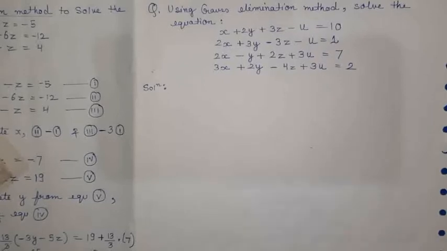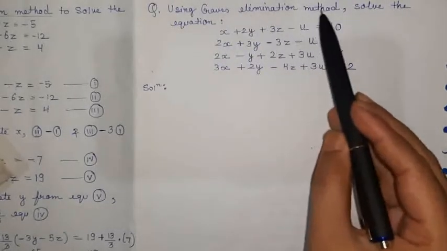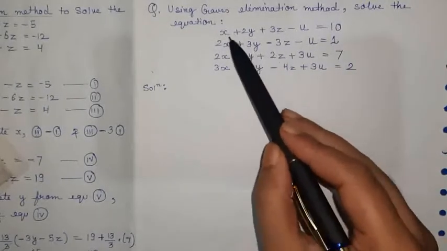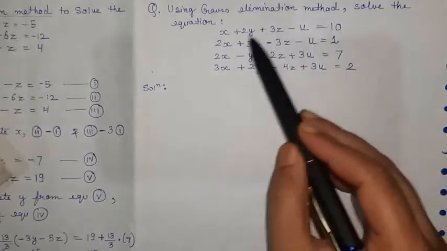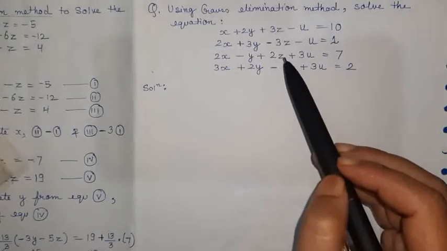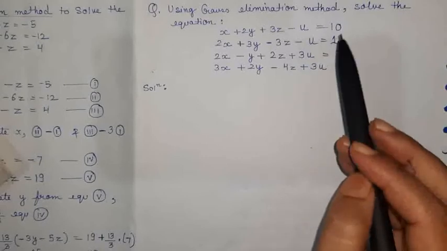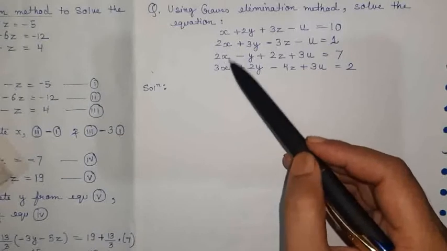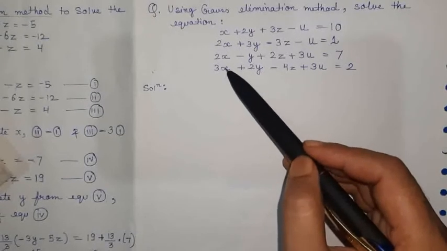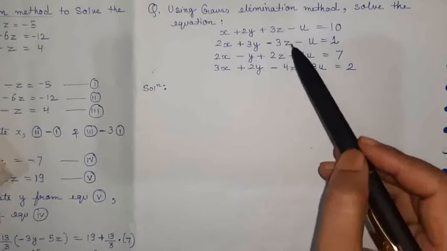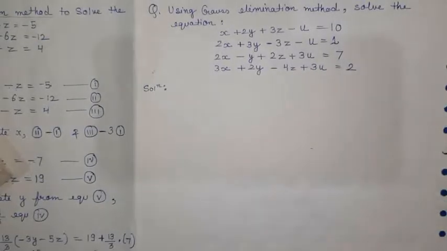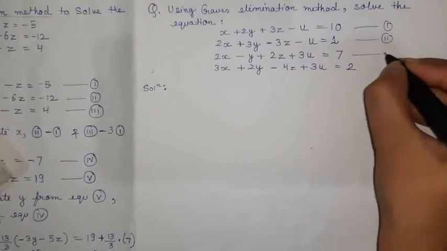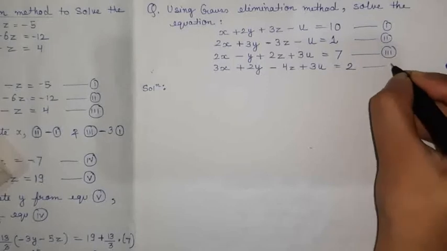Okay student, this is our second question in which we have to solve the equations with the help of the Gauss elimination method. In this question there are 4 variables x, y, z and u. So you have to solve this with the help of Gauss elimination method. The process is the same. You have to first eliminate x from the second, third and fourth equations. Then again you have to eliminate y, then z, and you will get the answers. We will first consider this equation as equation 1, this as equation 2, this is equation 3 and this is our equation 4.